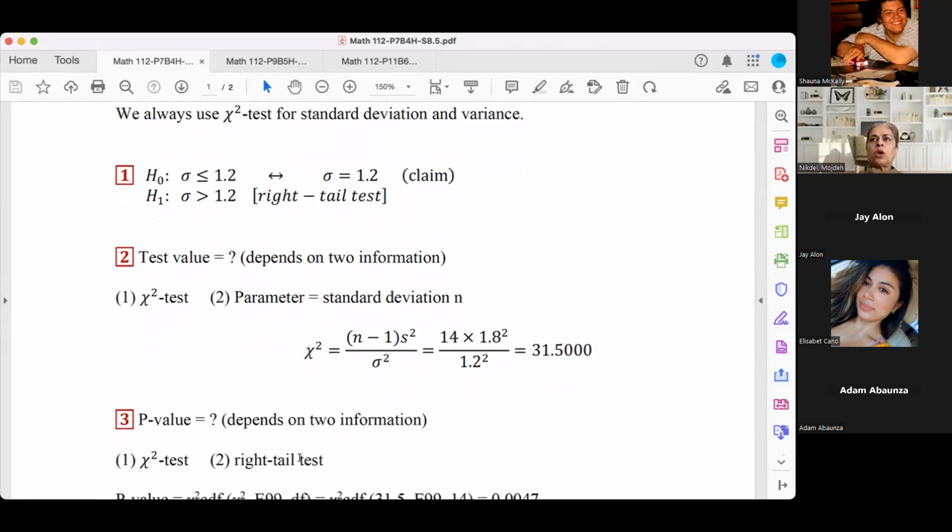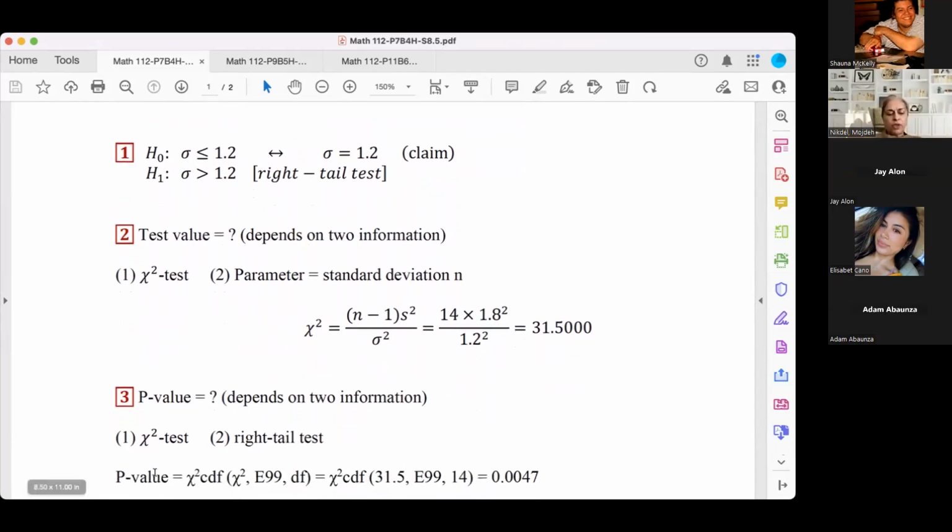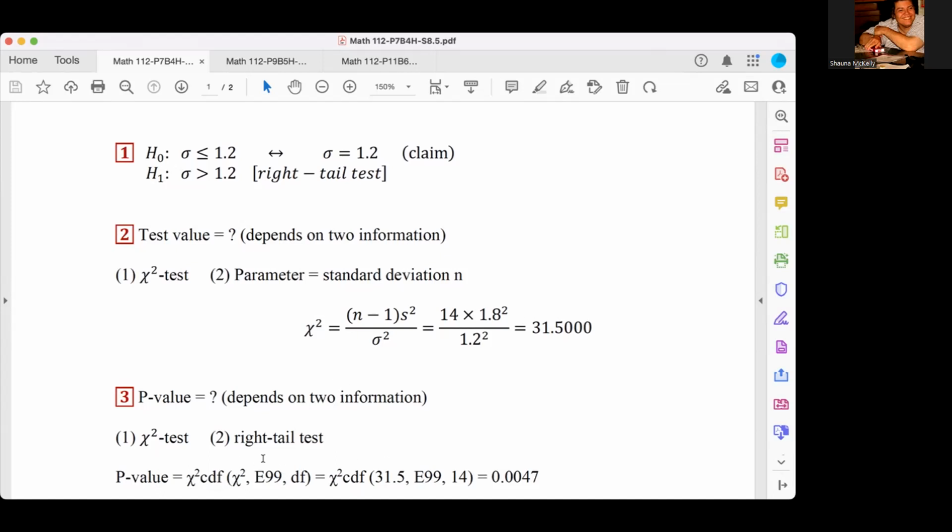So you go to CV, PV, and confidence coefficient. The handout is called CC, confidence coefficient, PV, p-value, CV, critical value. Go to that handout, find the p-value for the chi-square test, and find the right tail. So the p-value is chi-square CDF, chi-square, which is your 31.5, positive infinity E99, and degree of freedom, which is n minus 1, 14.